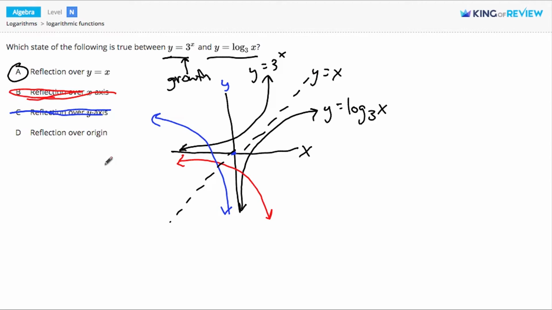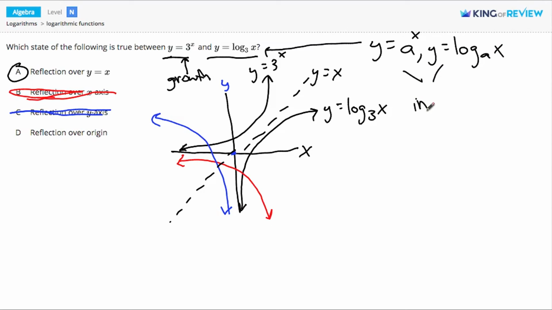And the easier way to think about that is to think about these two functions. Exponential functions like y equals a to the x, and logarithmic functions like y equals the log base a of x, are inverses of each other. They do exactly opposite things. They would cancel each other out. And inverses, as a rule, are always reflections over the line we just saw, y equals x. Every two inverse functions are always reflections over that line.